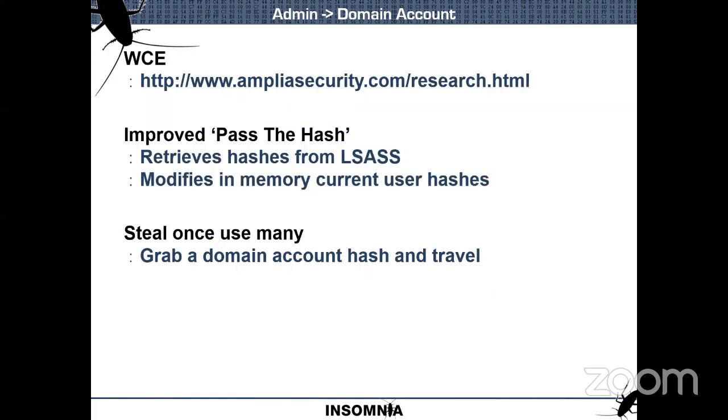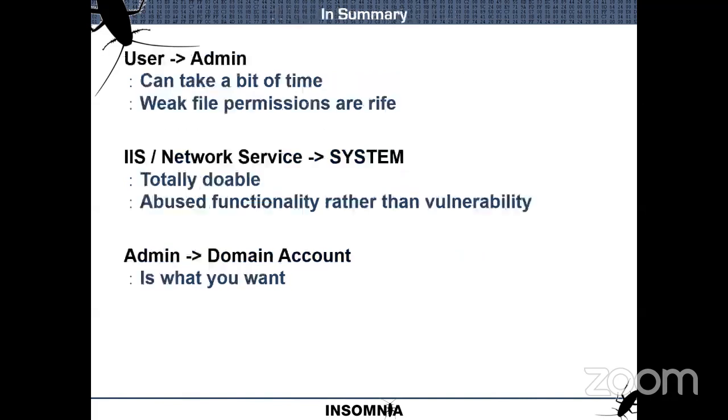Then admin to domain account, like Windows Credential Editor and pass the hash, which retrieves hashes from LSASS and modifies in-memory current user hashes. Steal once, use many, like grabbing a domain account hash and traveling. Then user to admin can take a bit of time. Weak file permissions, services running as network service or SYSTEM, totally doable. It's abused functionality rather than a vulnerability. Admin to domain account is what you want.